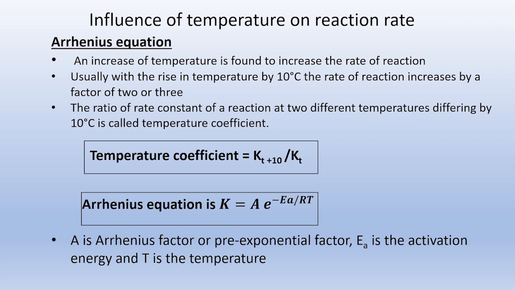And a more convenient relation between temperature and rate constant is given by the Arrhenius equation, and the Arrhenius equation is K equals A e raised to minus EA by RT, where K is the rate constant, A is called the Arrhenius factor or pre-exponential factor, EA is the activation energy and T is the temperature. So this is the exponential form of the Arrhenius equation.